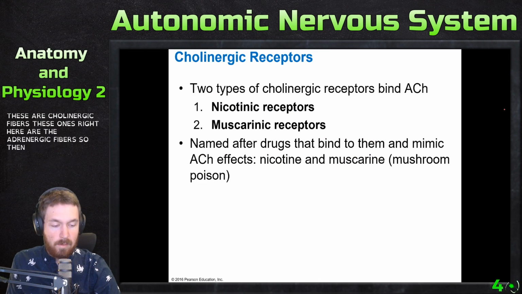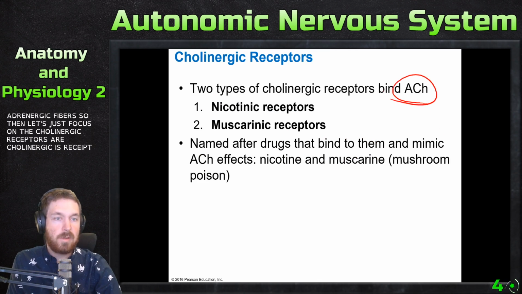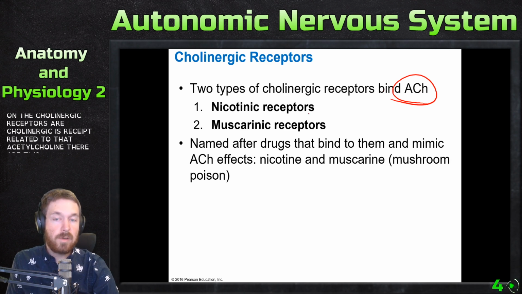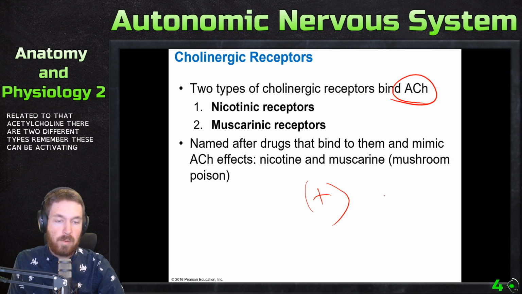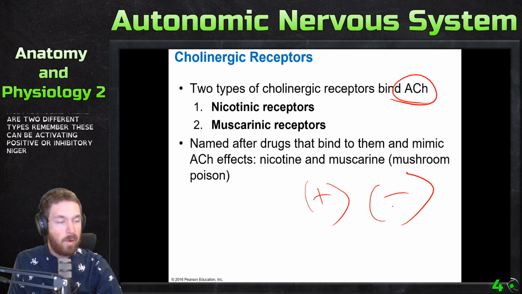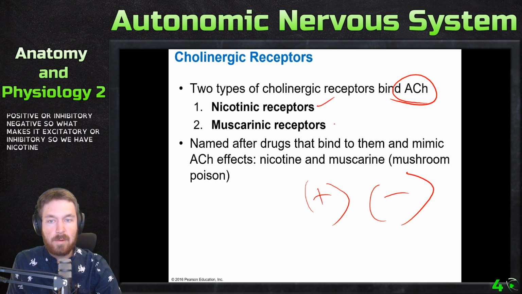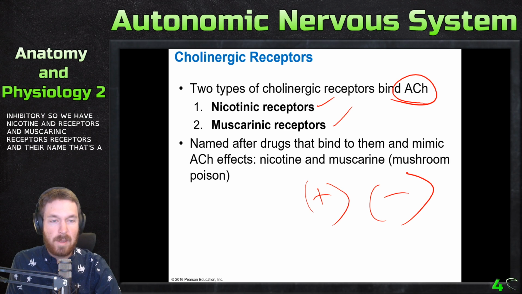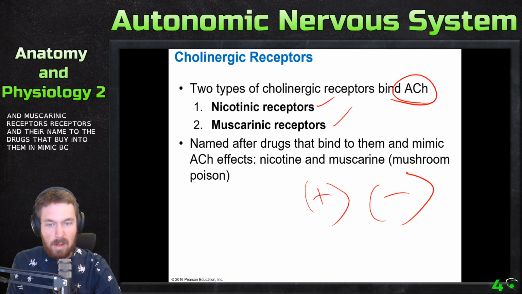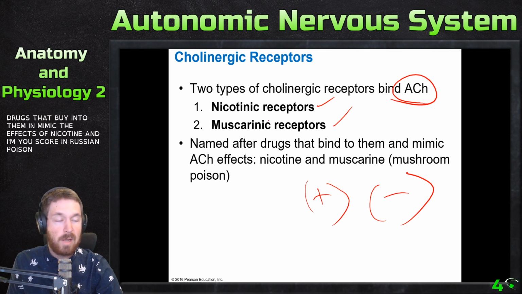So then let's just focus on the cholinergic receptors. Remember, cholinergic is related to that acetylcholine. There are two different types. Remember, these can be activating, or positive, or inhibitory, negative. So what makes it excitatory or inhibitory? So we have nicotinic receptors and muscarinic receptors. In their name, that's the drugs that bind to them and mimic the acetylcholine effects. So nicotine and muscarine, mushroom poison, bind to these receptors.